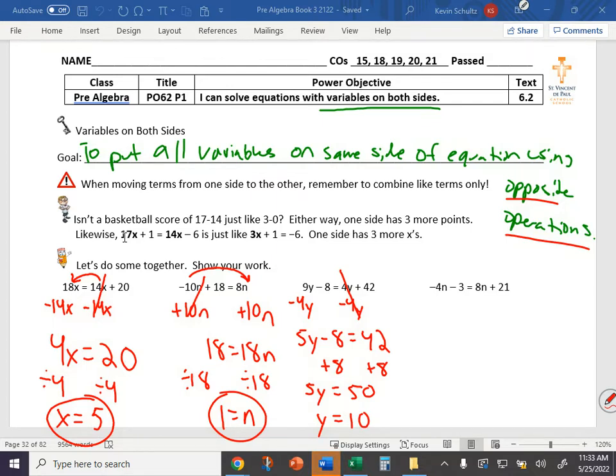So it does not matter which side you move your variable to. Once you do it, it's just opposite operations from there.